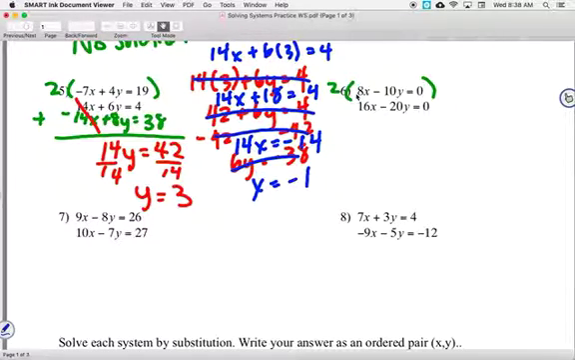Okay, so our solution here is going to be written as an ordered pair. Let's see, James, what are we going to write as our solution? We know x, we know y.